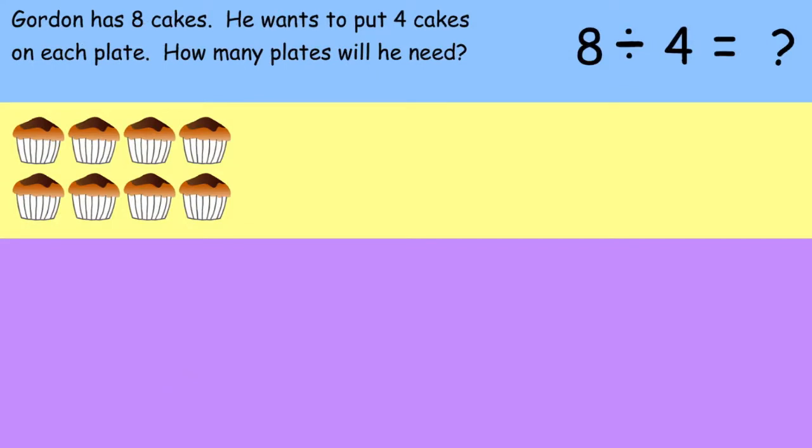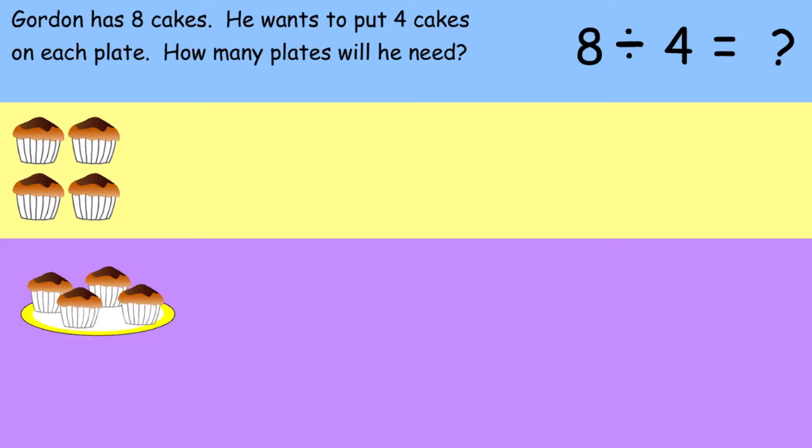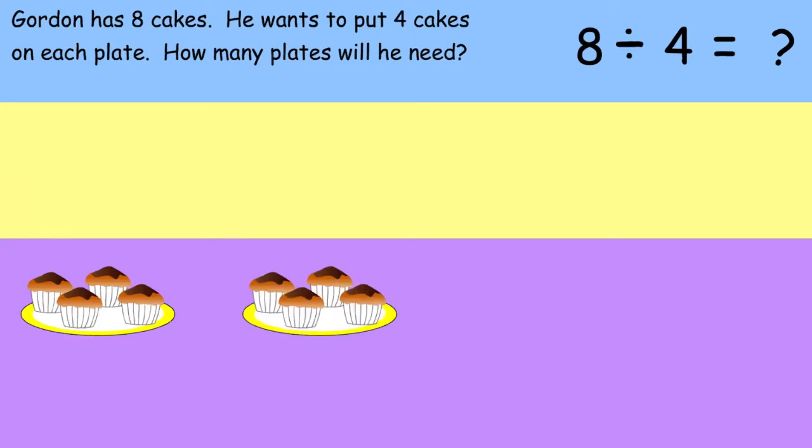One more example then. Gordon has 8 cakes this time. He wants to put 4 cakes on each plate. How many plates will he need? So the calculation is 8, that's how many we have altogether, divided by 4. So we have to make groups of 4 to find our answer. Here's a group of 4. Here's a group of 4. How many plates did we need? 1, 2. 8 divided by 4 equals 2.